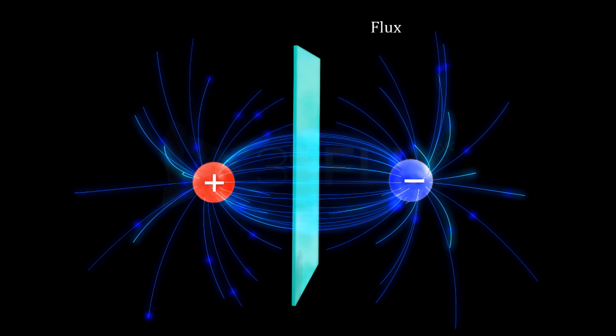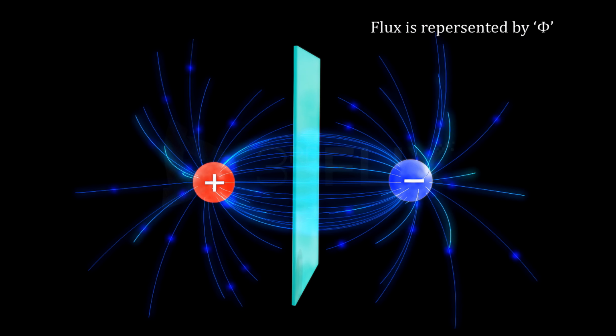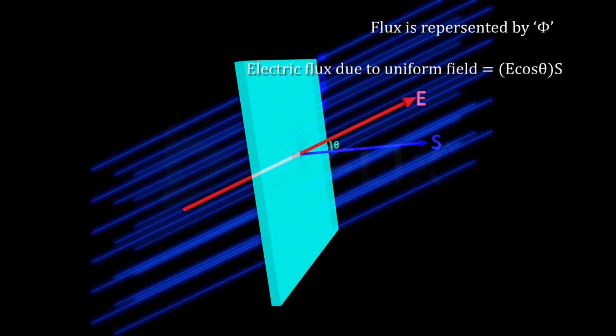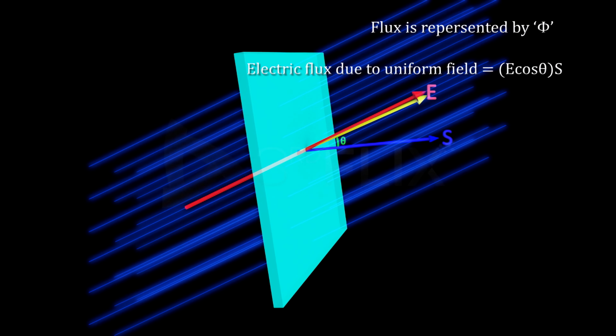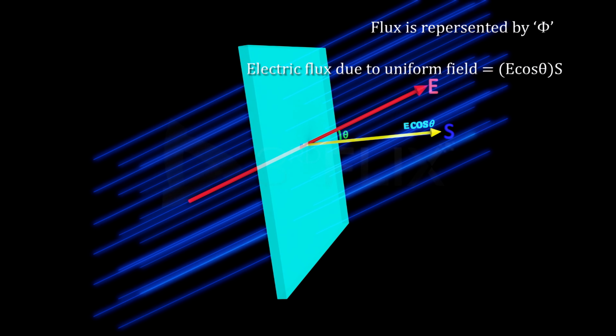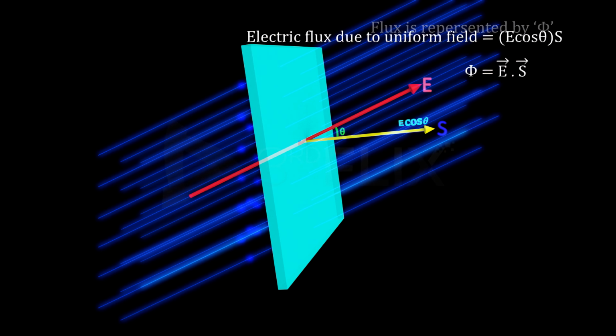The number of field lines passing through a given surface is called flux. Flux through a planar surface in a uniform electric field is defined as the product of electric field normal to the surface, E cos theta, and area of the surface S. This can be written as E bar dot S bar.